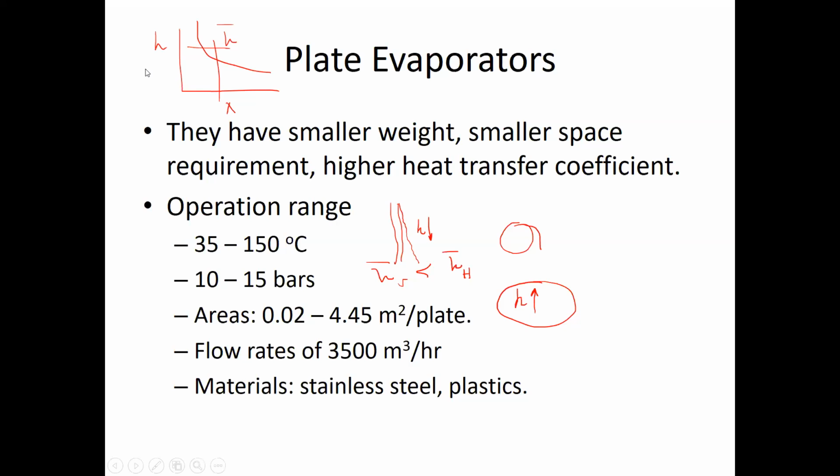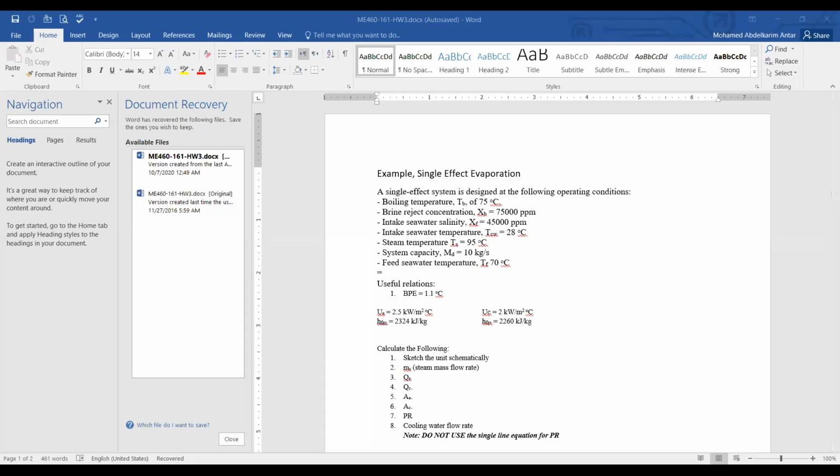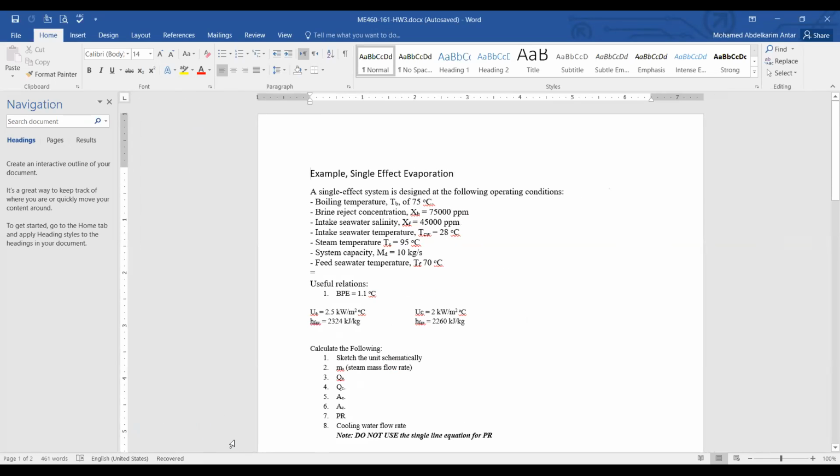Now I think it's time. Let's look at a numeric example, which is handling the single effect evaporation system. And I have an example that I brought from one of the quizzes that we had earlier. This is the one, and I'll read it. We're talking about a single effect evaporating system, which is having the following information.